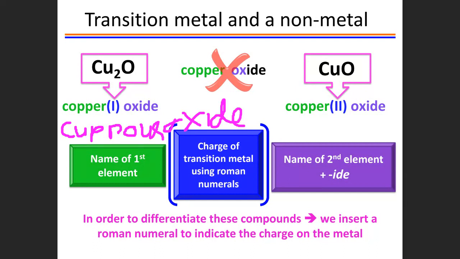Cuprous oxide, -OUS, and this is copper 2, so cupric oxide. These two are both correct. So if you just write copper oxide like sodium oxide, it will not be the correct name. You need to know that this is a transition metal and it can donate 1 or 2 electrons. So we have to either write it this way, copper 1, copper 2, or we have to write cuprous oxide or cupric oxide.